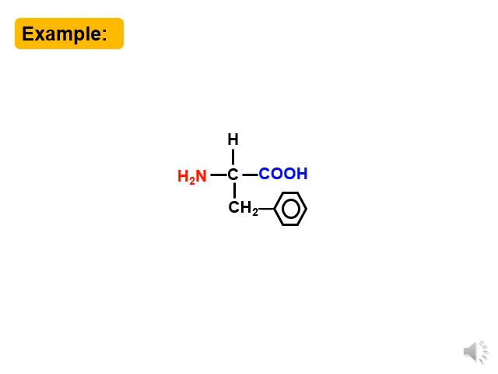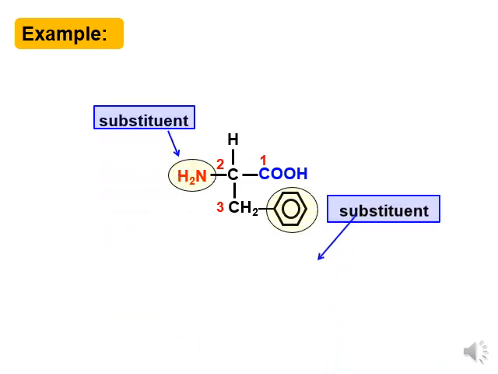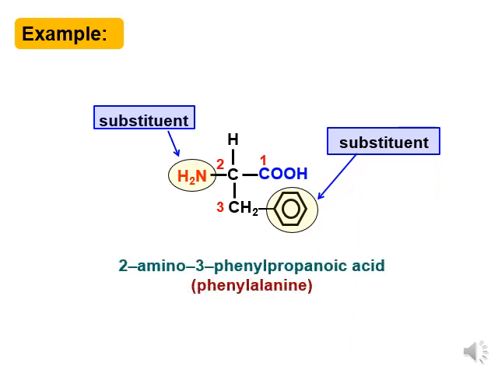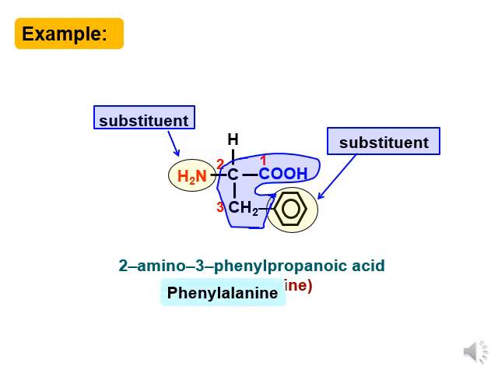And continue with another example, still the same method. Start numbering from the COOH. So the longer chain here will be 3 carbon, which will be the propanoic acid. And then the substituent, amino and also phenyl. So the name will be 2-amino 3-phenyl propanoic acid, or phenylalanine, the symbol PHE.